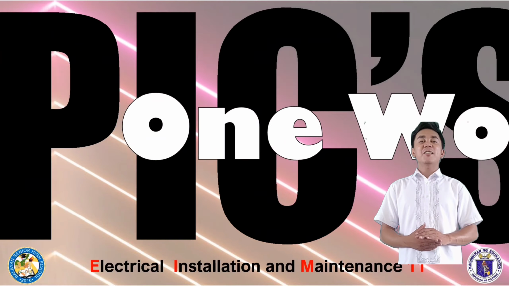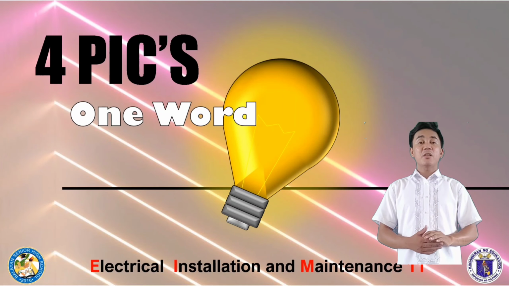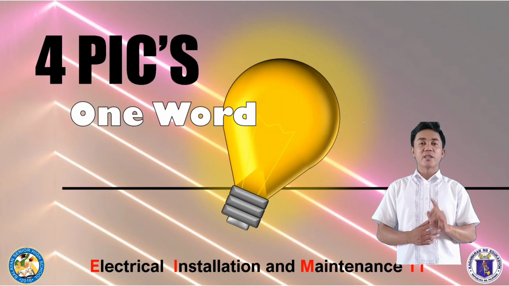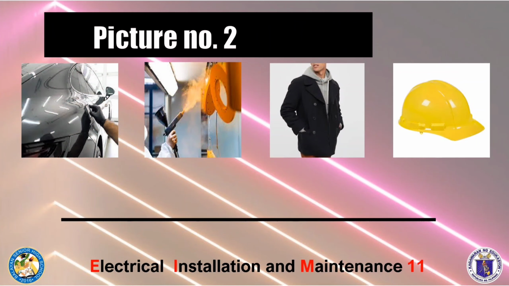Now we will be having a simple activity entitled 4 Pics 1 Word. I will present 4 different pictures and you have to identify the corresponding words. Are you ready? For picture number 1, that's right, that is a gas. For the second picture, alright, that's good. That is a coating.